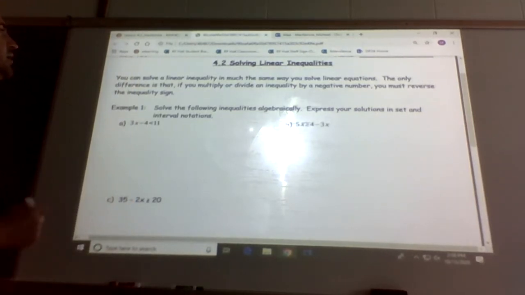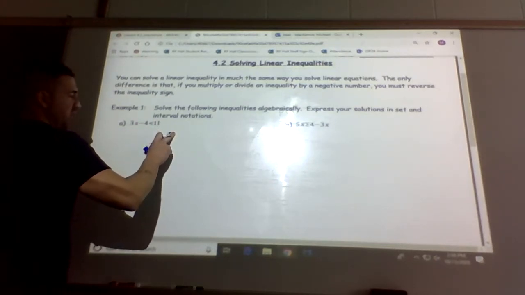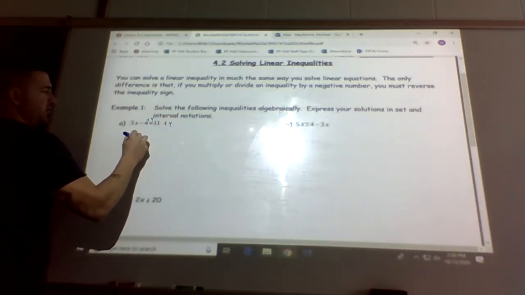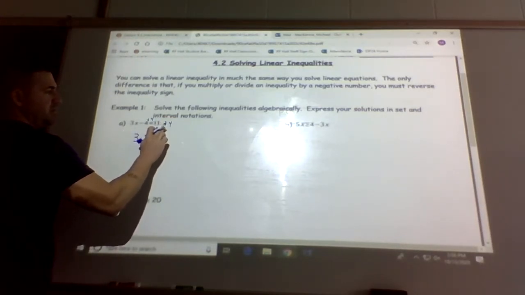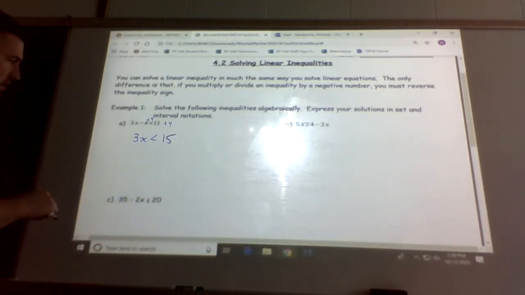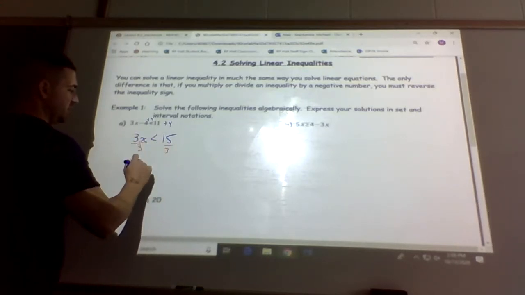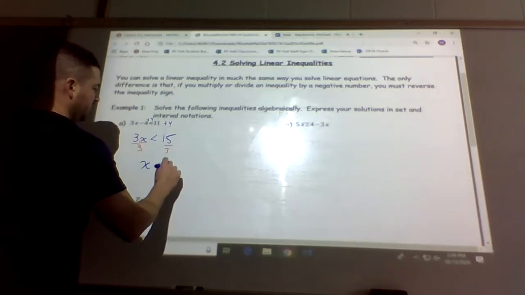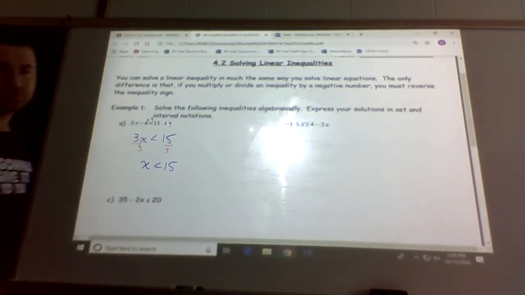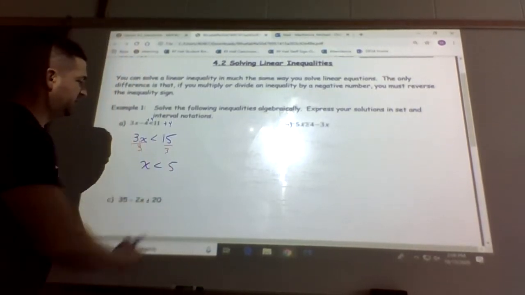Okay, so first one. So we are going to cancel out the negative 4 or bring it to the other side. So we add 4. So we end up having 3x less than 11 plus 4 is 15. And then we're going to divide by 3. And we get an answer of x is less than 15. Sorry, less than 5.